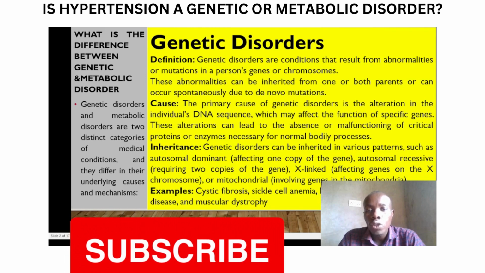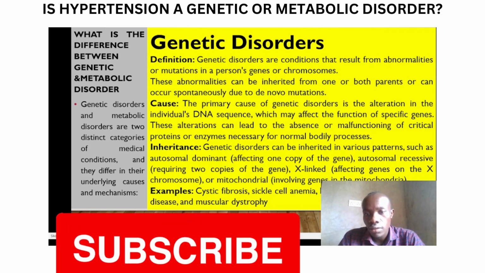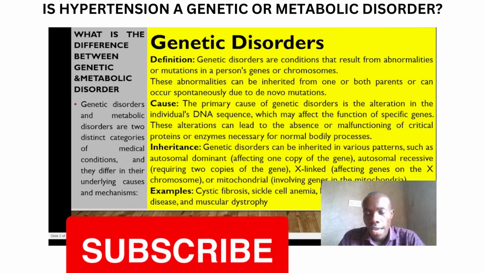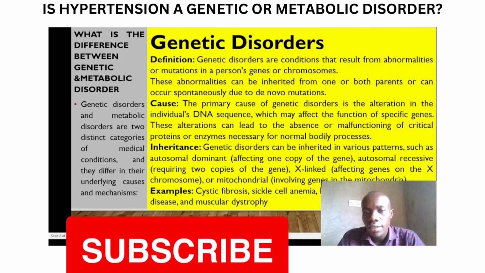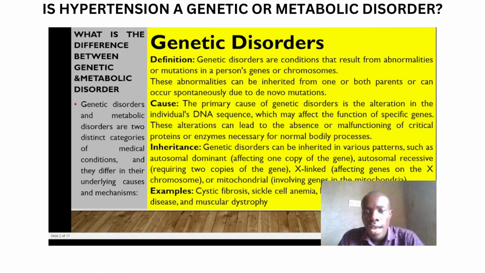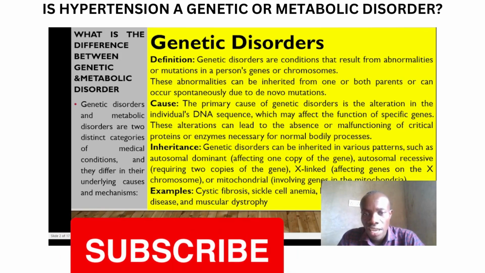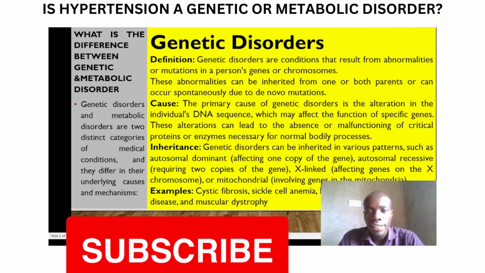Number one, you have autosomal dominant, which only affects one copy of the gene, could either be from either parent, or autosomal recessive. This requires two copies of the gene, one from the father and one from the mother. We could also have X-linked. This one affects genes on the X chromosome, and males are highly affected here because you just need one for it to display the signs and symptoms.